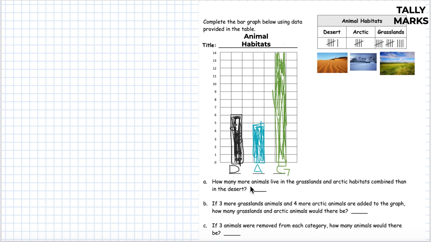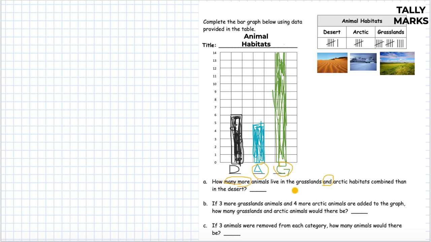So here it says, how many more animals? So that's an important word that I'm going to go ahead and circle. How many more animals live in the grasslands and the Arctic habitats combined than in the desert? So that means that I'm taking the grasslands and the Arctic and I need to add them together and then subtract from how many are in the desert. So that's a lot of work. You have to make sure that you read super carefully.